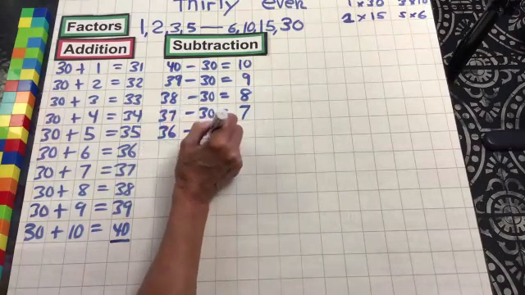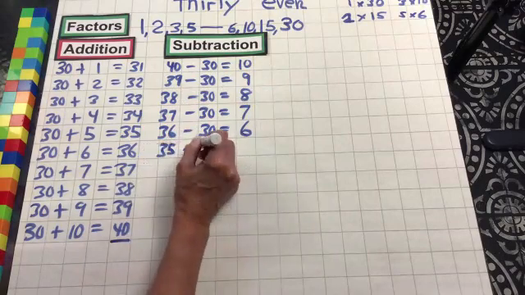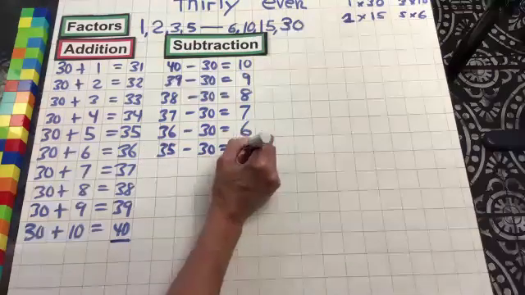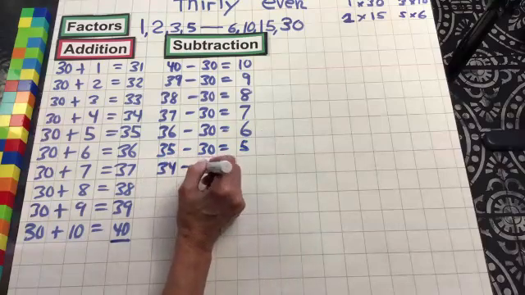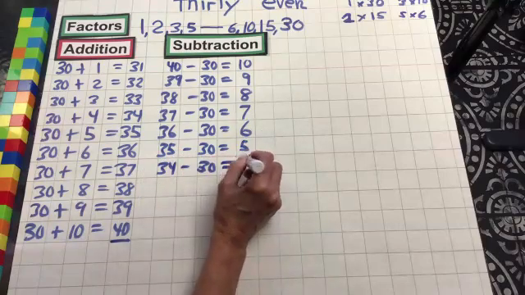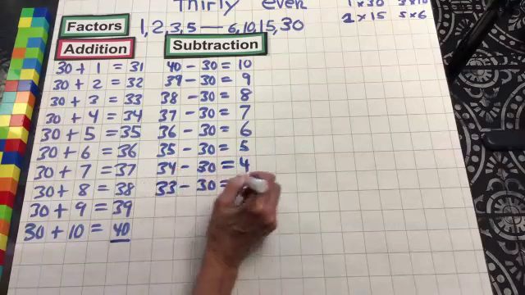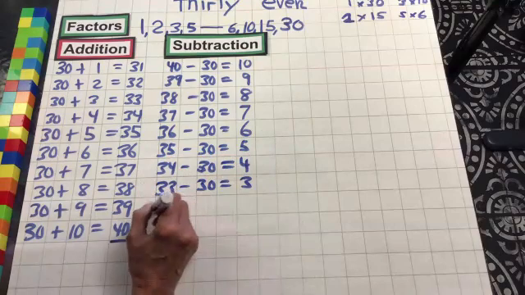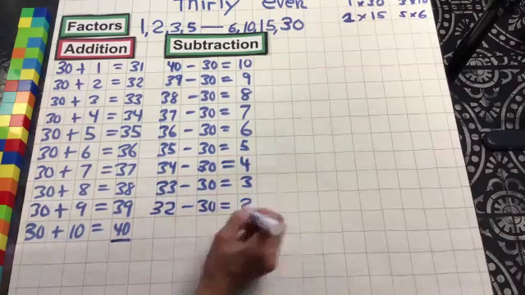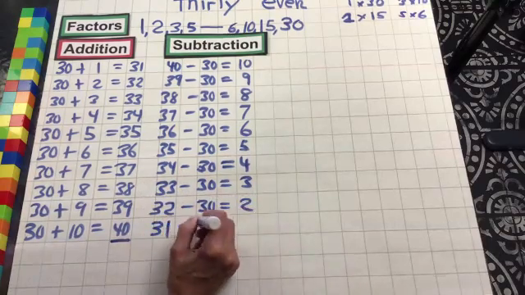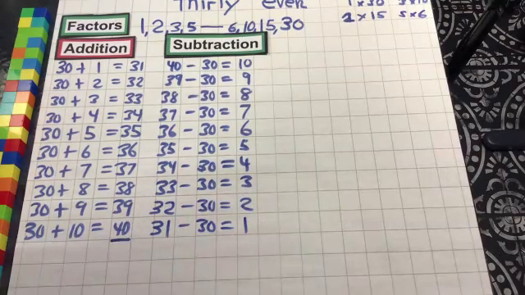36 minus 30 equals 6. 35 minus 30 equals 5. 34 minus 30 equals 4. 33 minus 30 equals 3. 32 minus 30 equals 2. And 31 minus 30 equals 1. All right, we're moving right along.